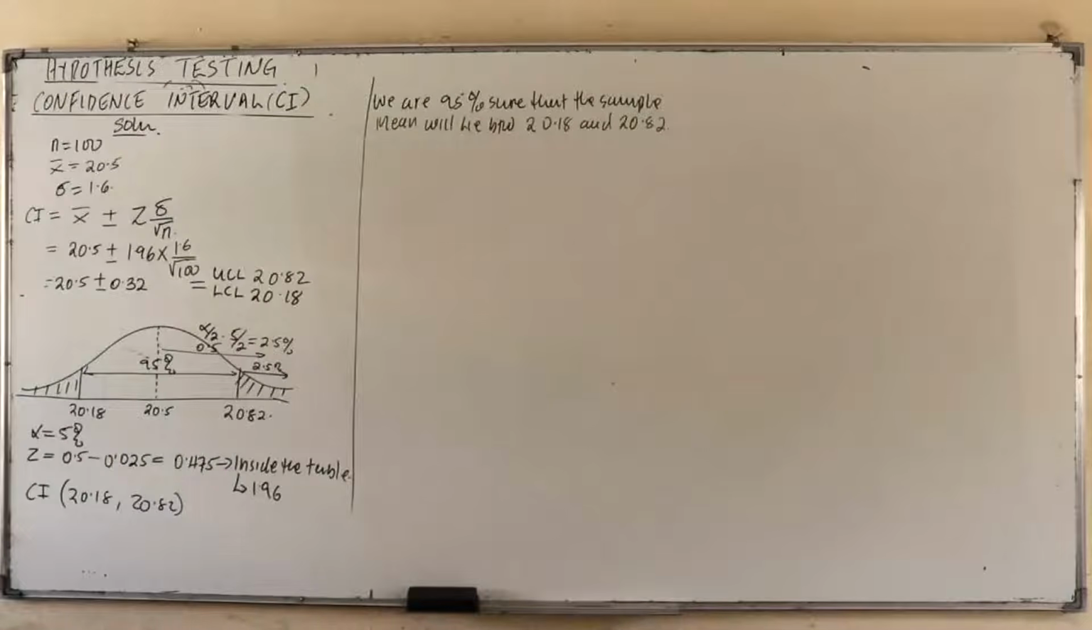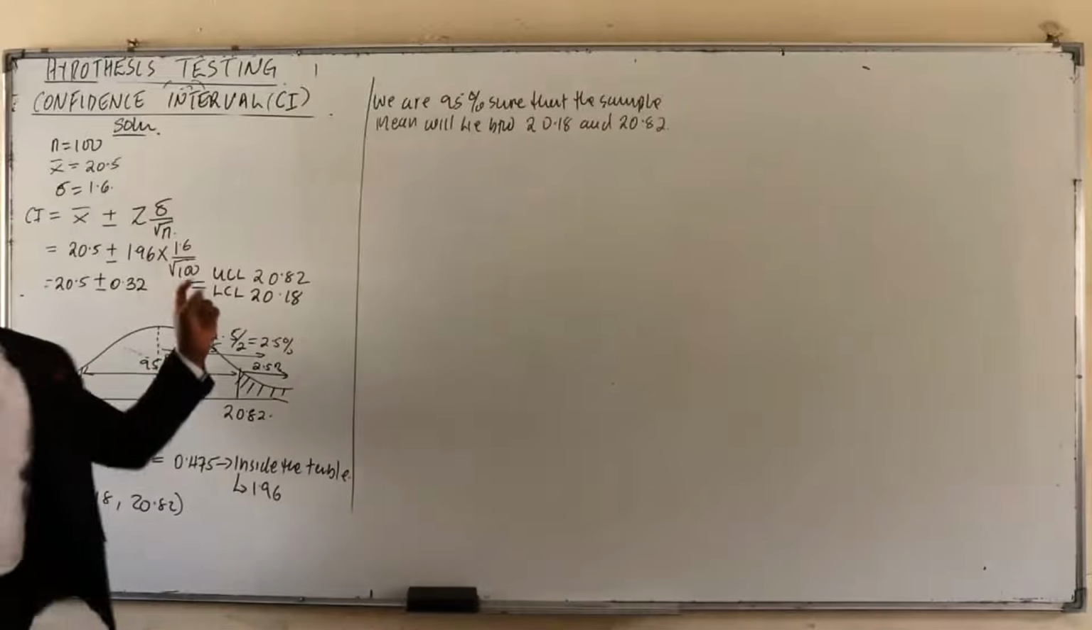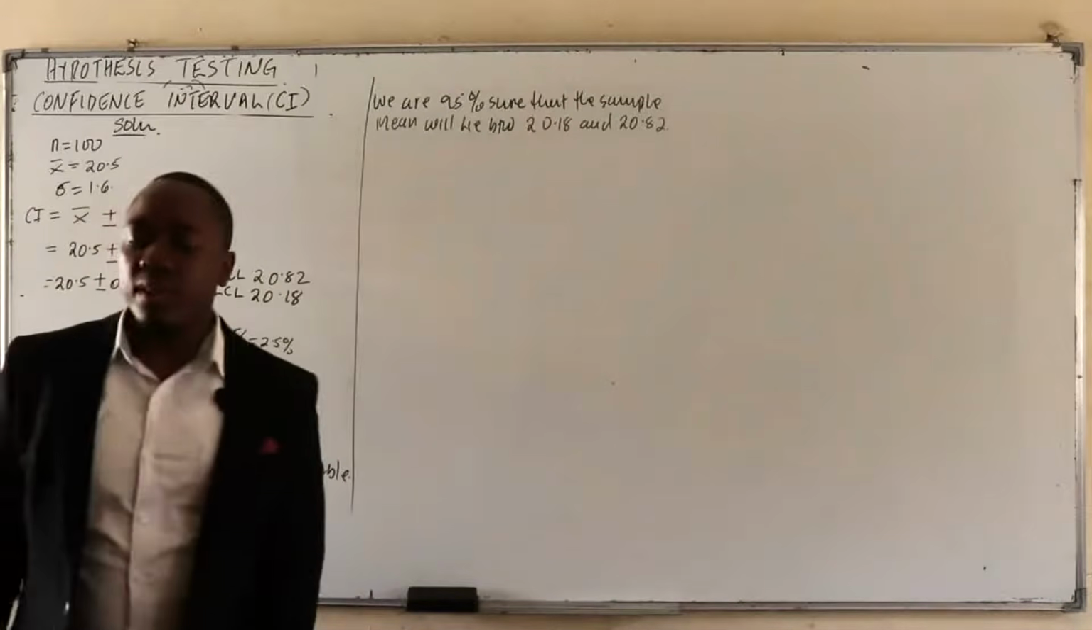Z test. In this case, we're not doing Z test. We are doing confidence interval. We have not gone to hypothesis testing. We apply Z and T in hypothesis testing. This is not hypothesis testing. This is confidence interval.